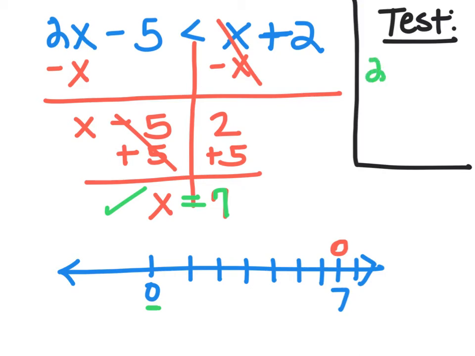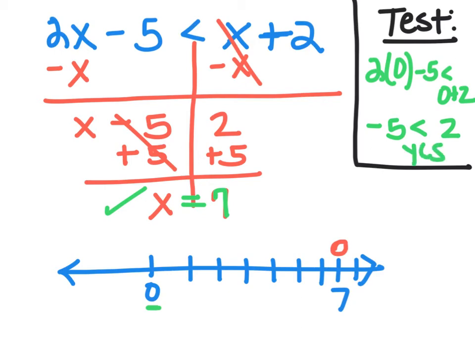So I'm going to do 2 times 0, minus 5. It should be less than 0 plus 2. Sorry, I ran out of space. If I do the first side, 2 times 0 is 0, minus 5 is negative 5, is less than 0 plus 2, which is 2. Negative 5 is less than 2. This works. So that means I'm going to draw my arrow towards 0, towards the point that I tested that worked.